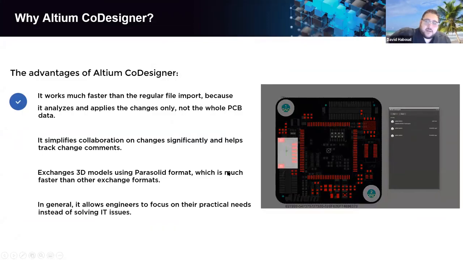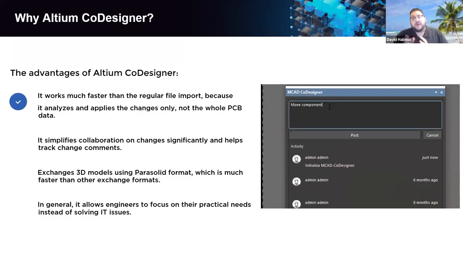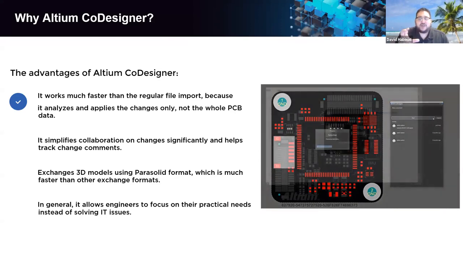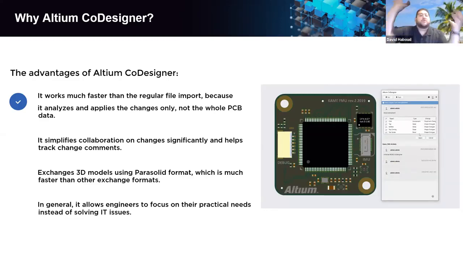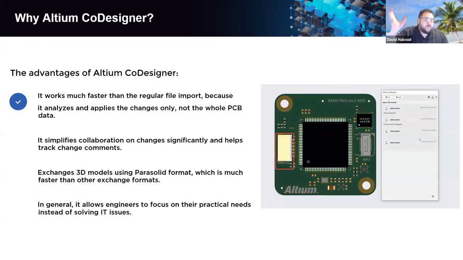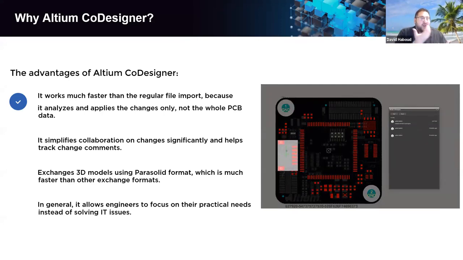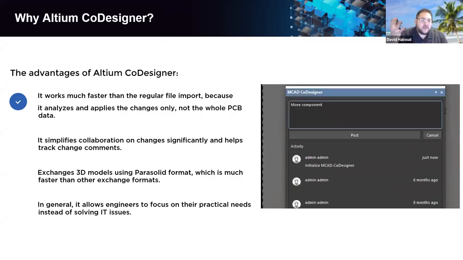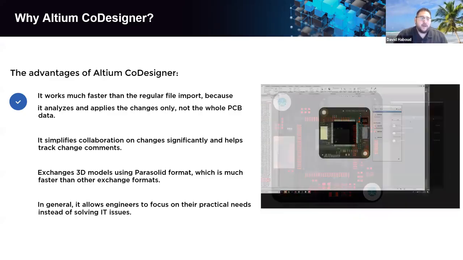Okay, so some of the advantages of using the CoDesigner. It works much faster than the file export because this is only doing essentially a delta change for your design. So if you only move one component, you don't have to re-render your entire board. It's just going to pass over the information of that movement, right? It knows the changes that have been applied to your board, and it's going to pass that over, and that's all that you're going to have to deal with, right?